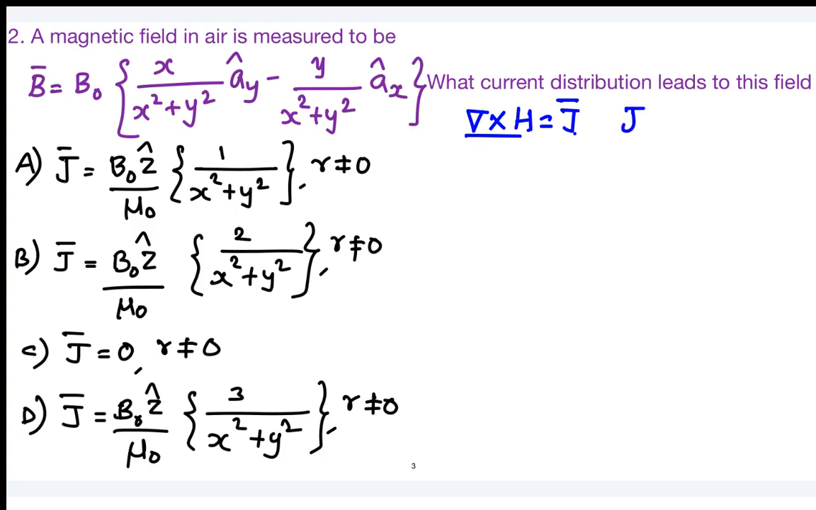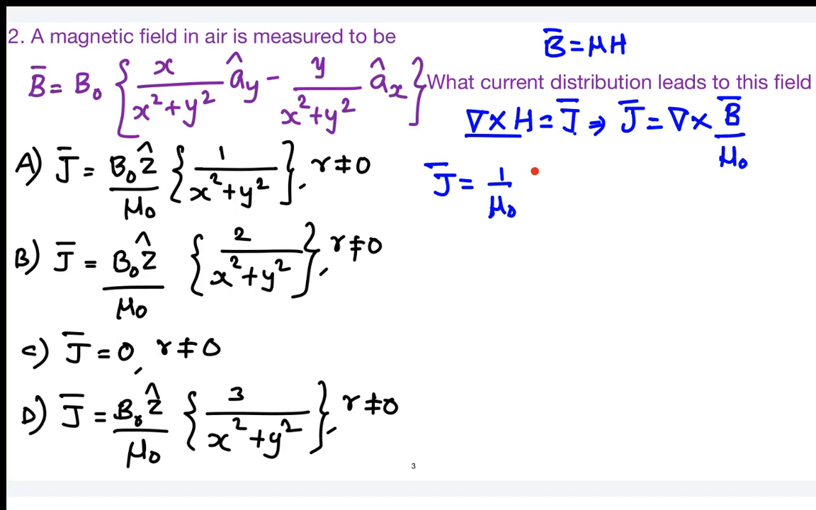So J, the curl of the magnetic field intensity, can also be written in terms of B by mu. Since it is free space, I have taken it as mu naught, because you know the relation B is equal to mu into H, so H can be written as B by mu. So the value of J is nothing but 1 by mu naught times the curl of B. First, everybody find the curl of this vector and divide by mu naught.